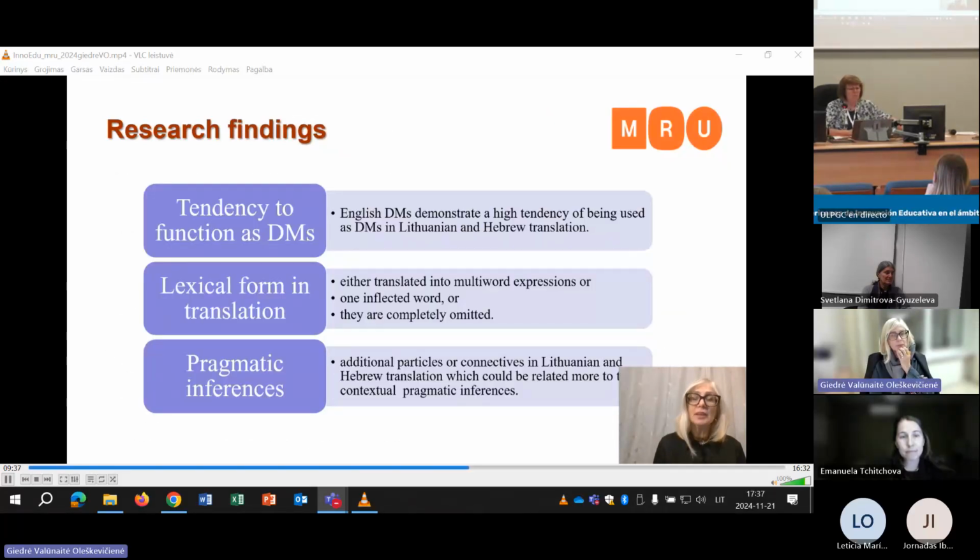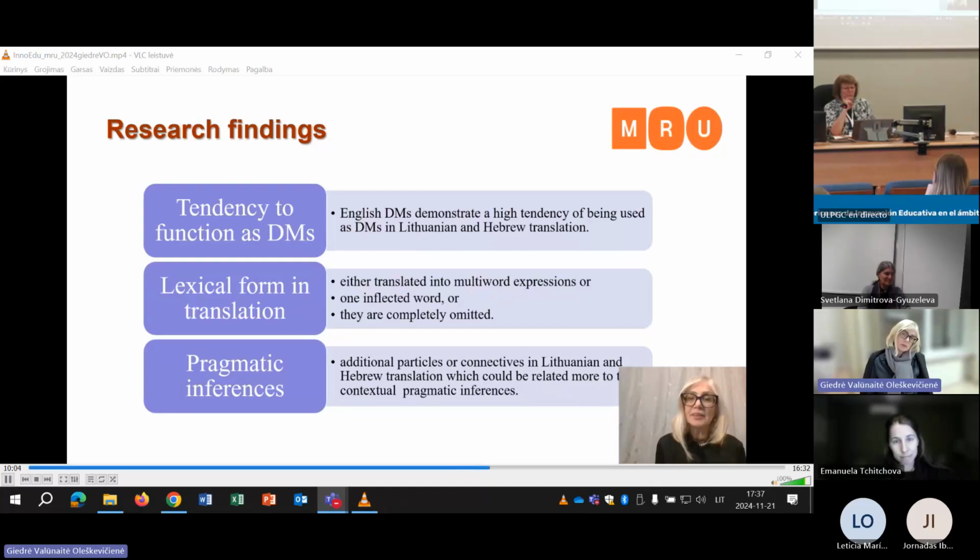So what results did we get? Research findings. First we looked at the tendency to function as discourse markers. We see that English discourse markers demonstrate a high tendency of being used as discourse markers in Lithuanian and Hebrew translations. Lexical forms in translation.